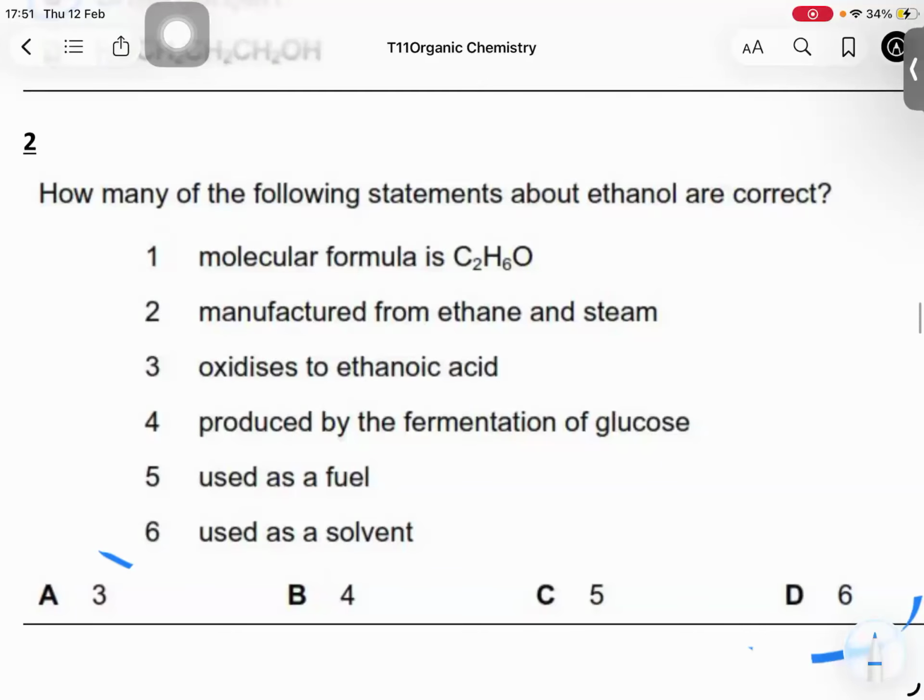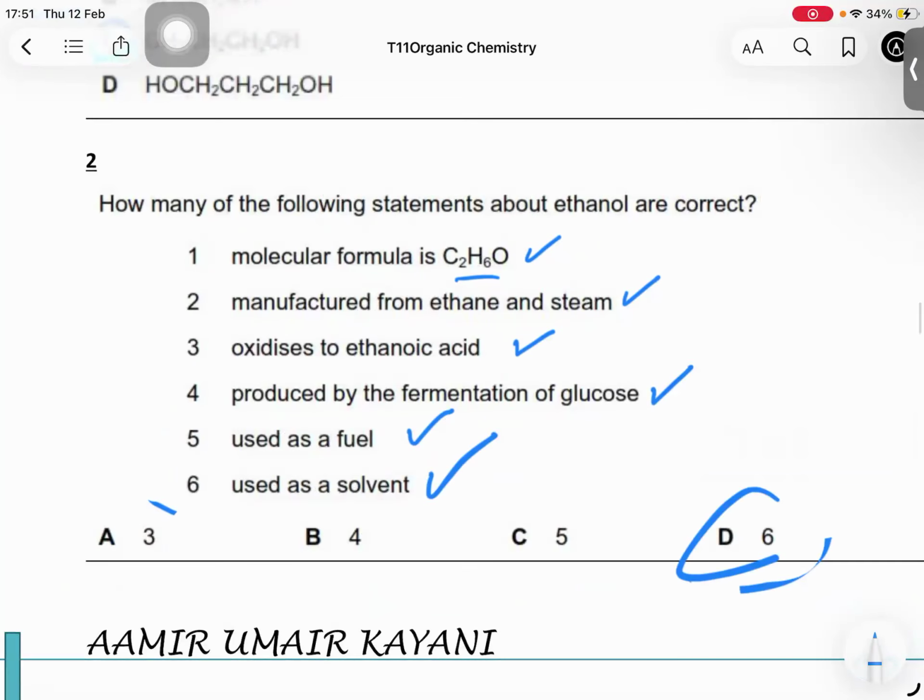How many of the following statements about ethanol are correct? Molecular formula of ethanol is C2H6O. I believe so. Manufactured from ethene and steam. Oxidizes to ethanoic acid. Yes. Produced by fermentation. Used as a fuel. Used as a solvent. So how many statements are correct?